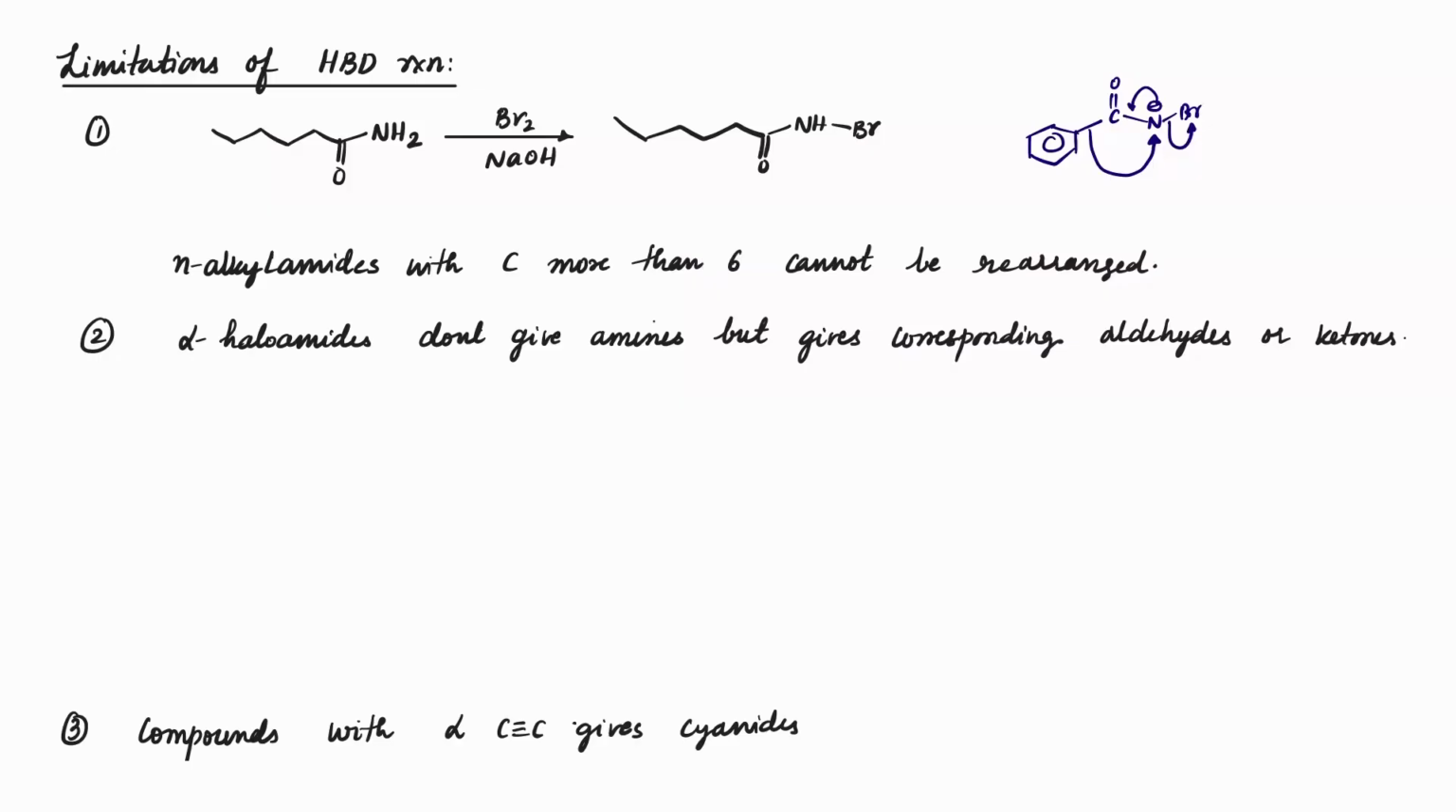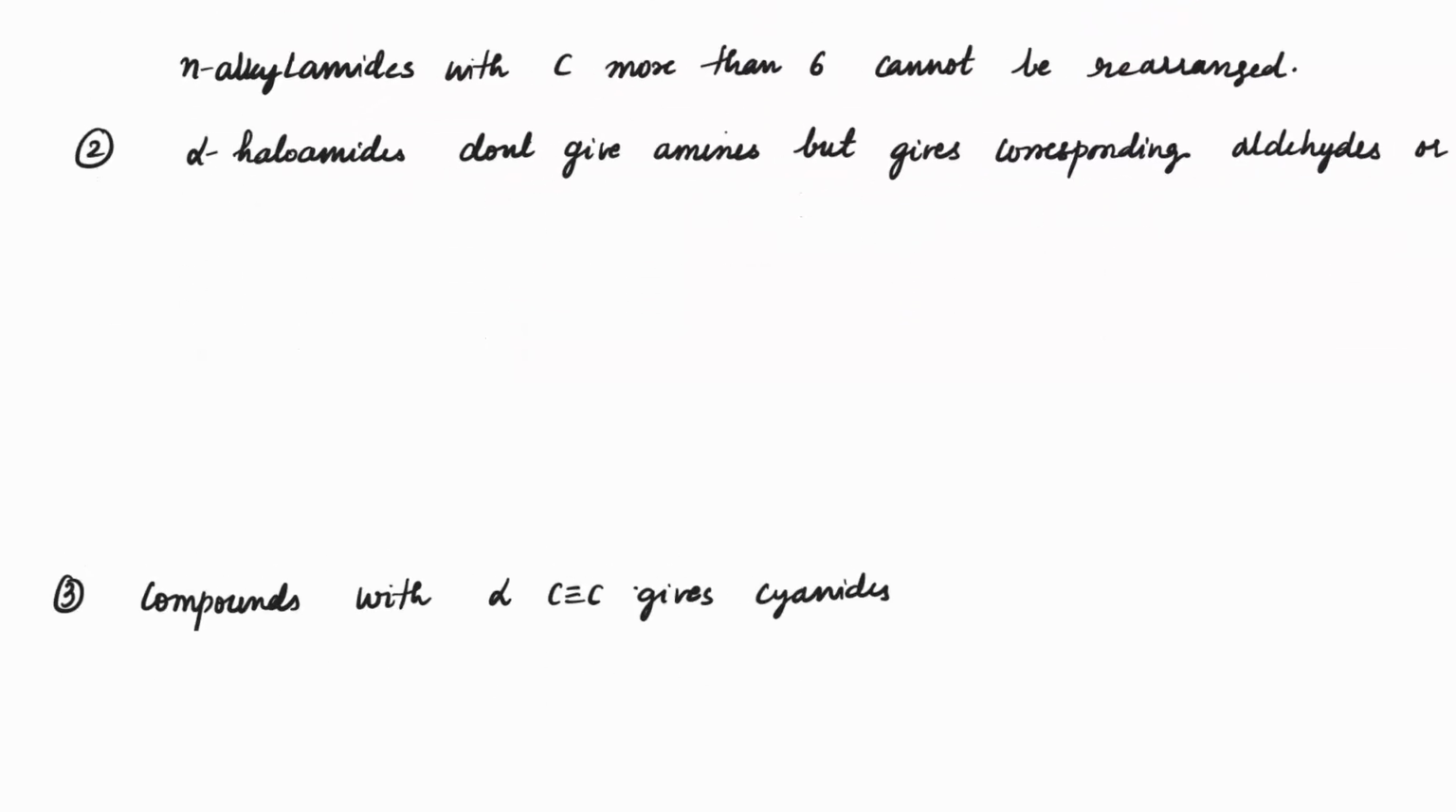Second, in case you have alpha haloamides, they don't give amines as the final product, but they will give the corresponding aldehydes or ketones. Let me show you what that means. Suppose you have an alpha halo amide, C double bond O, NH2, and some halogen. It could be chlorine, bromine, or iodine.